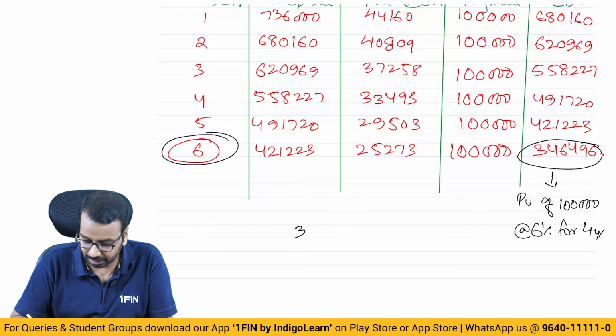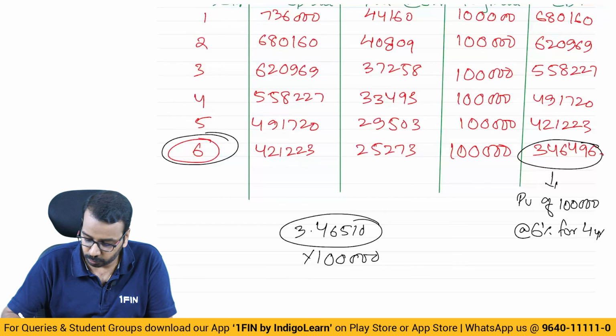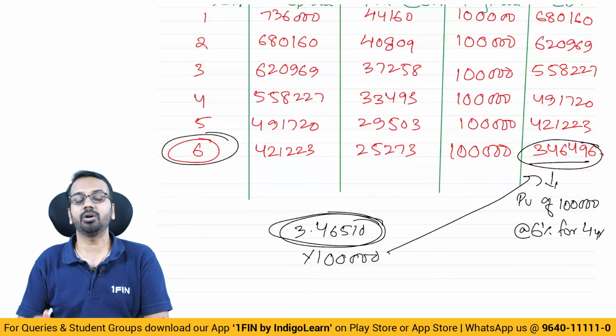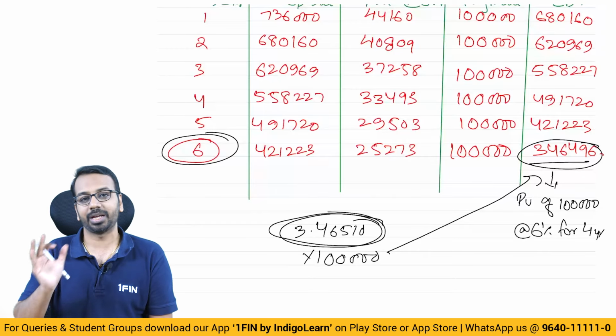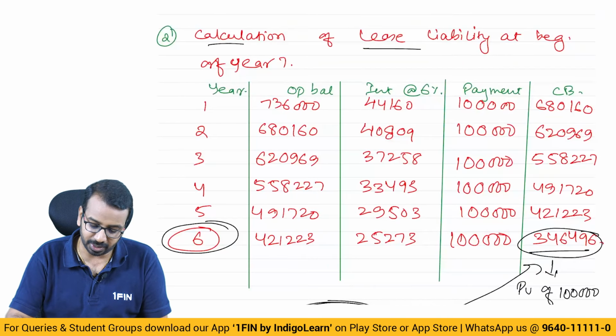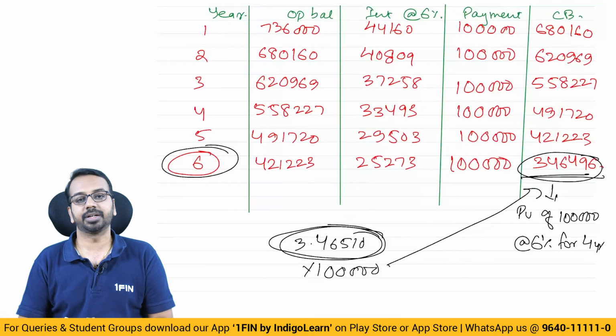You get 3.46510. And if you multiply this with 1 lakh, you will get 346,496. Here you will get 346,510. The difference is because of rounding off. Okay. So this is the lease liability balance at the beginning of year 7.